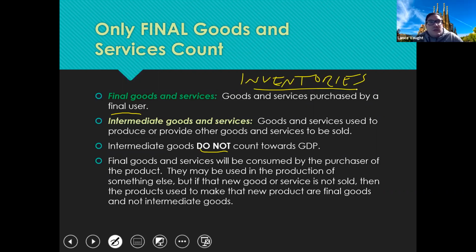So intermediate goods do not count, final goods do. We'll go through some examples throughout that hopefully will help identify this difference.